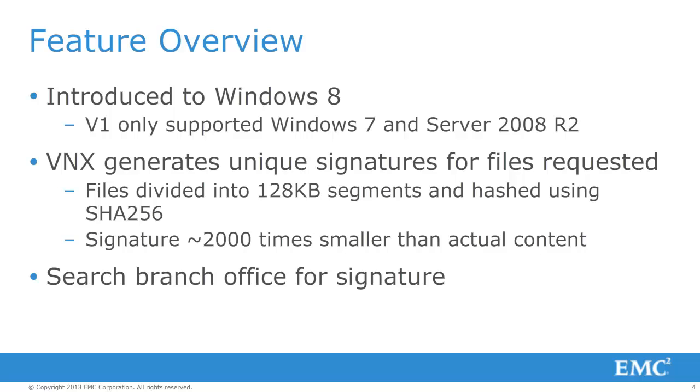Note that in v1, the files were divided into segments and then into 64 kilobyte blocks, which is more complicated. v2 makes the process simpler and increases the likelihood of finding shared segments. The hash signature is then sent to the branch office for search in its computers. This process will be visualized in the next section.